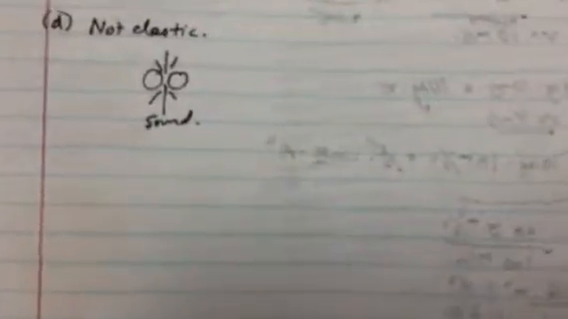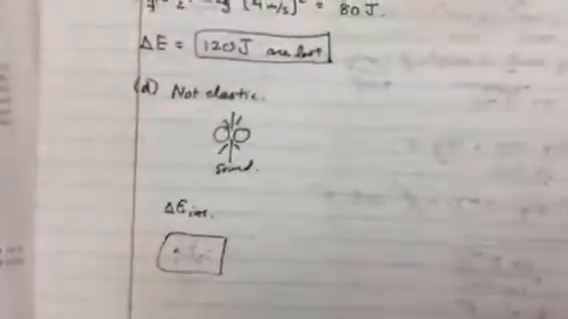Oftentimes, light is emitted. In this case, we're not going to have light emission. And then another change in energy is when it increases in internal energy. You have a delta E internal. So when they stick together, this new block has an internal energy. Sometimes that can lead to a change in temperature of the block itself, but we'll just stick with a change in internal energy, and we'll stick with sound. Those are going to be our key points right there.